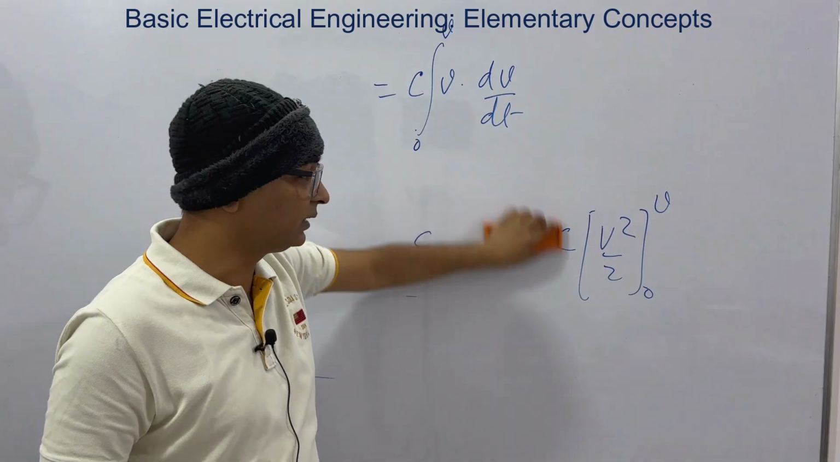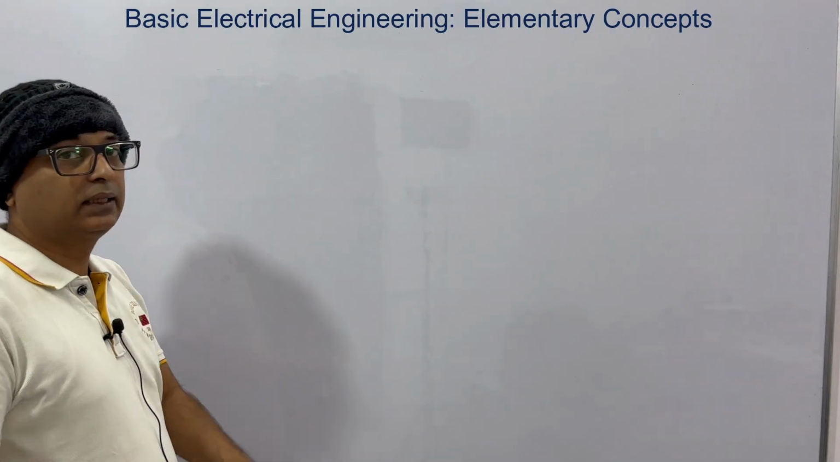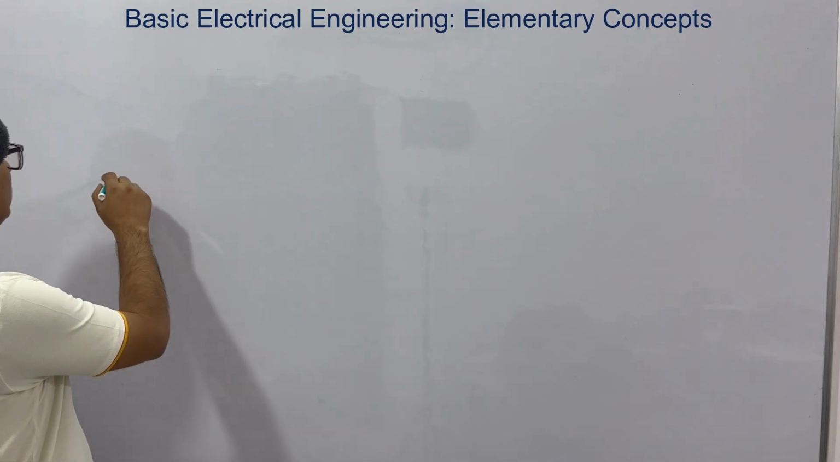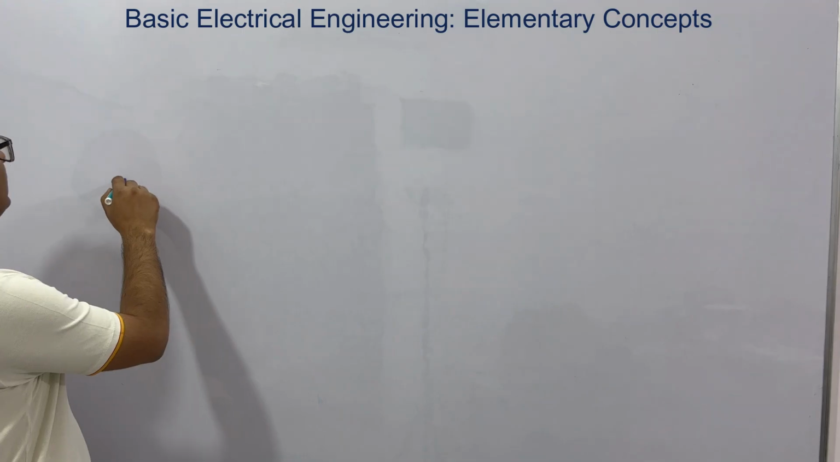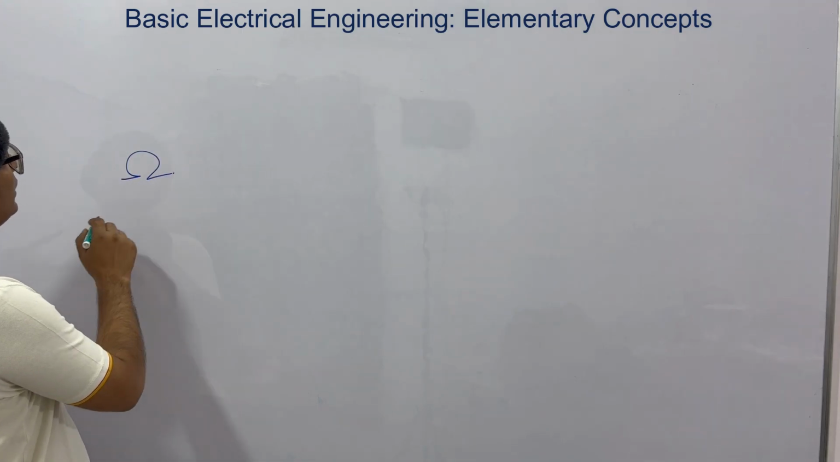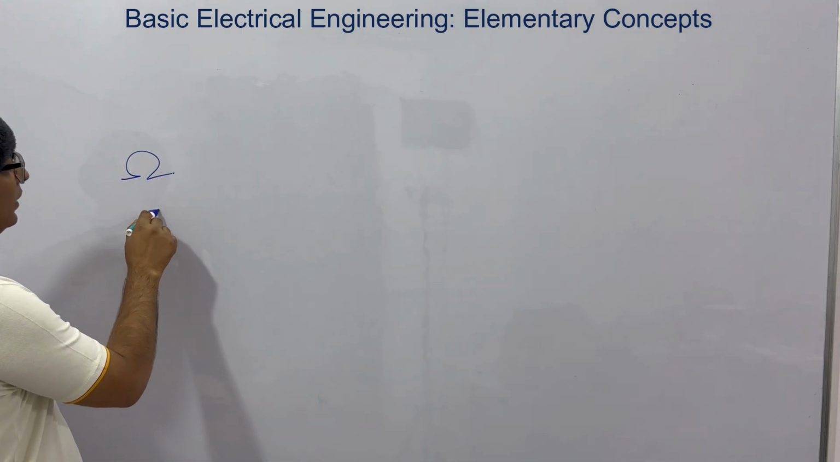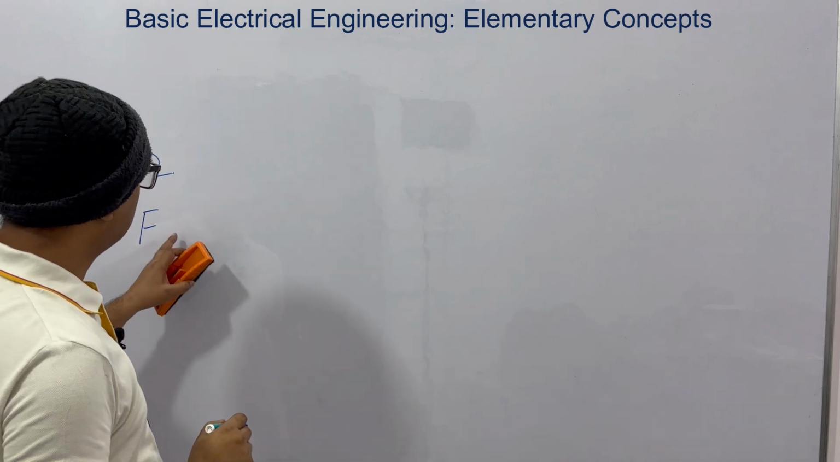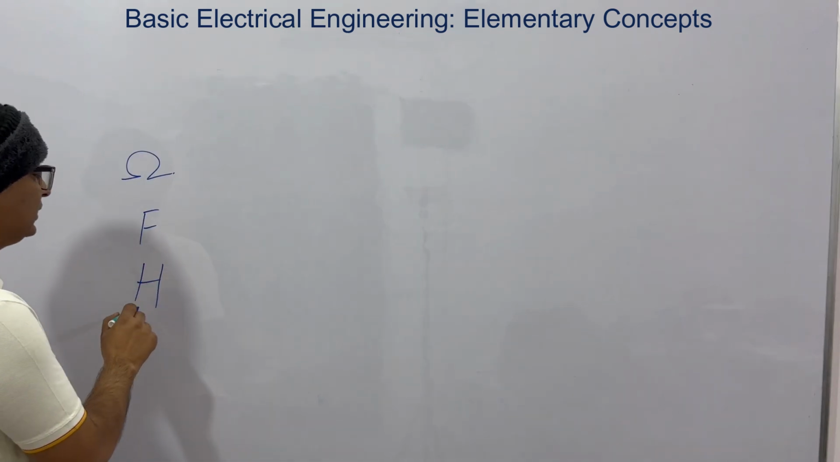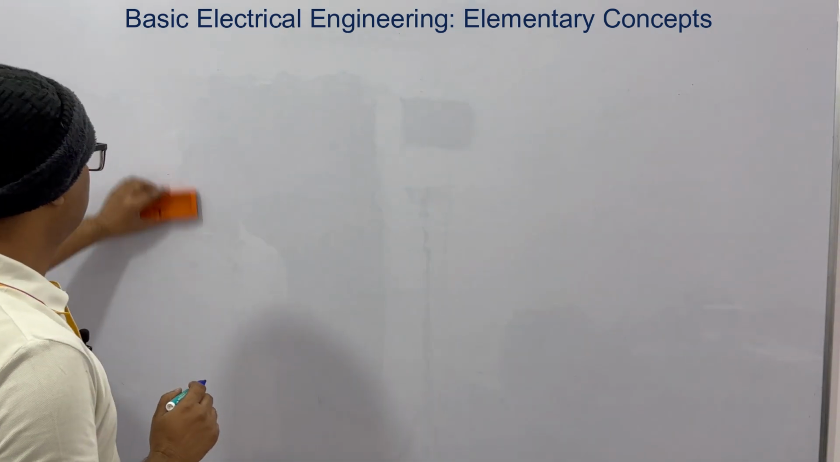Now we'll see the inductor. Now let's see inductance. And one thing I forgot to tell at that time: the unit of resistance is ohms, the unit of capacitance is farads, and the unit of inductance is Henry. Okay, this you should keep in mind.